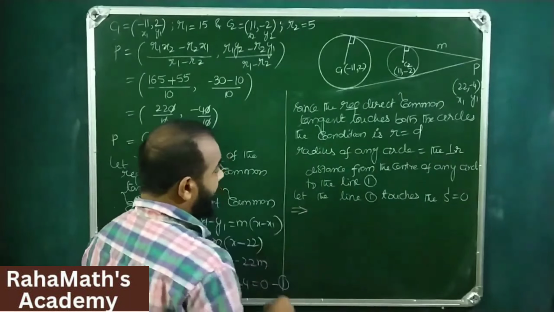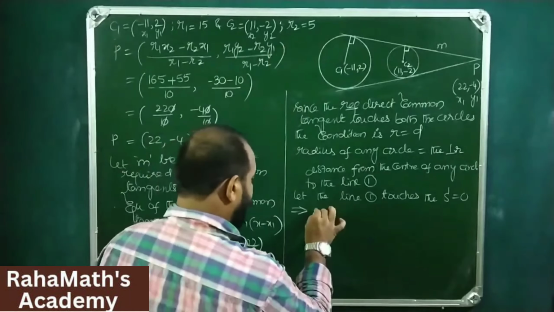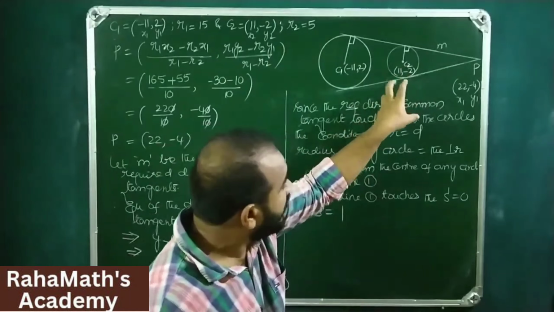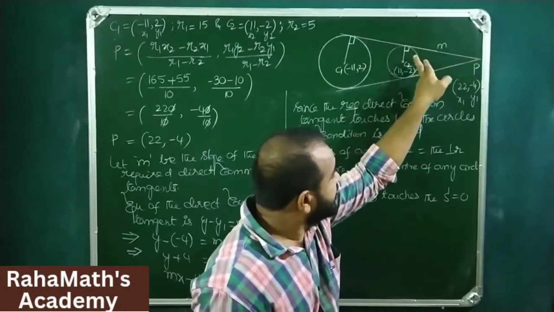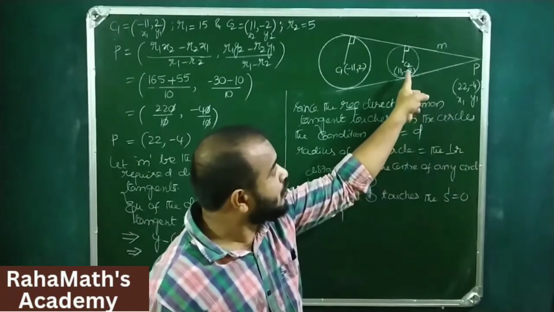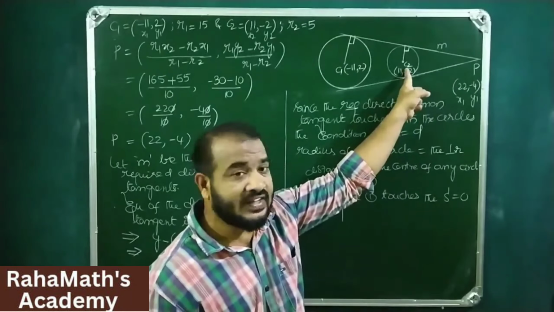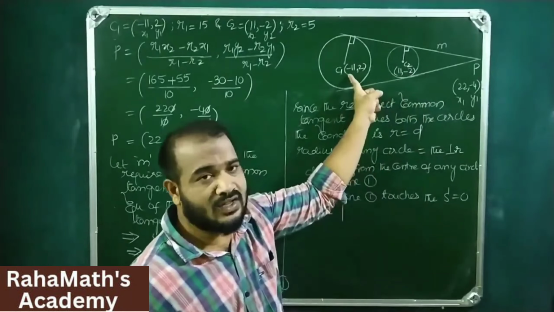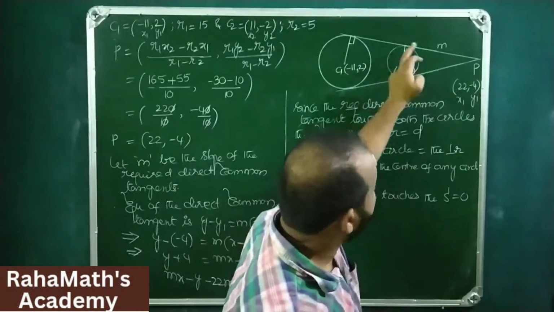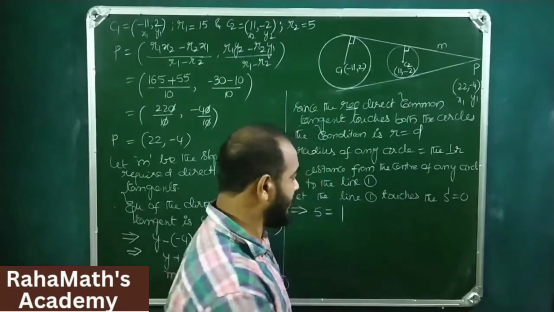So what is the radius of the second circle? 5 is equal to the perpendicular distance from the center, since the line touches the second circle, which is what I have taken into account. That's why we have to take the center of the second circle rather than the first circle. Okay. So the perpendicular distance from this center to the line. What is the perpendicular distance? See this.